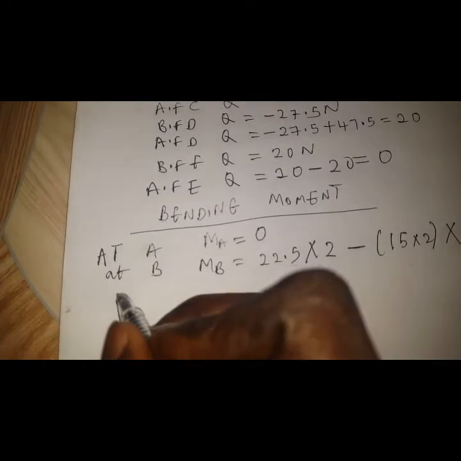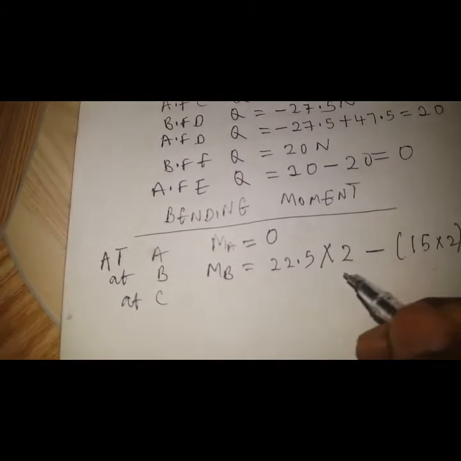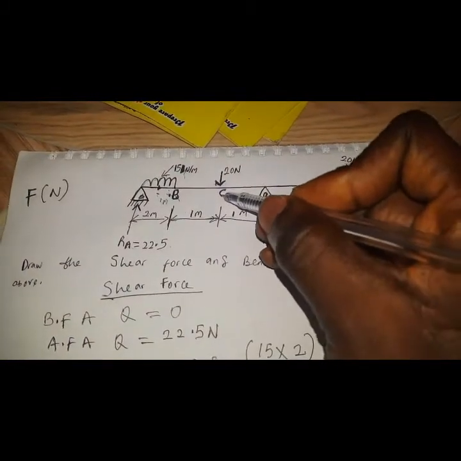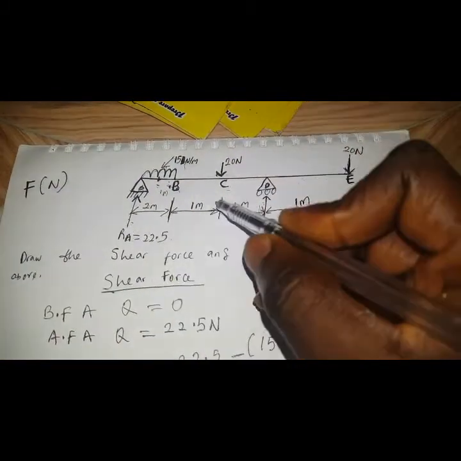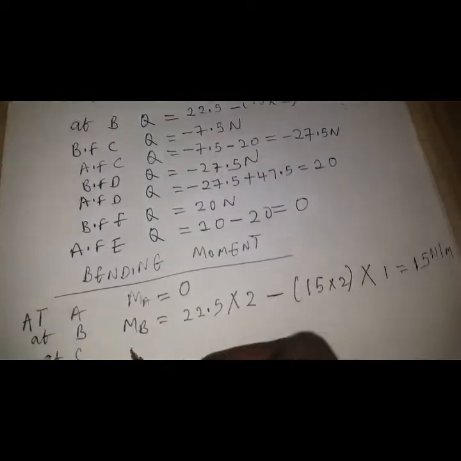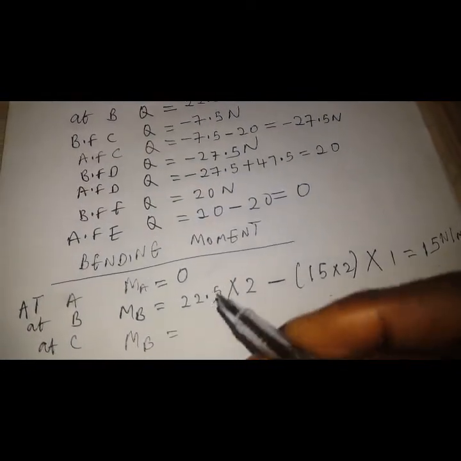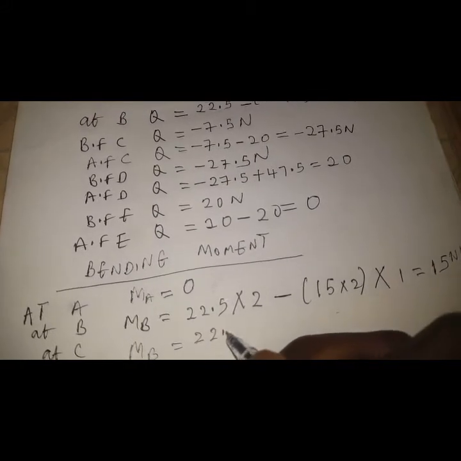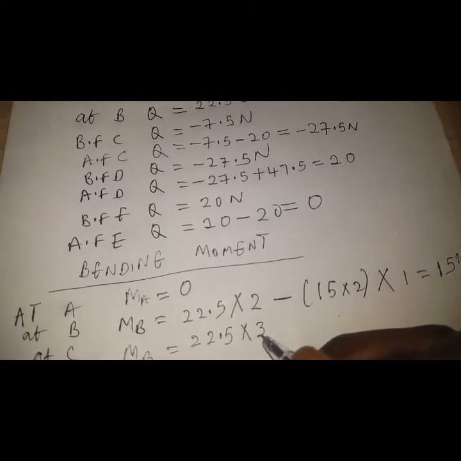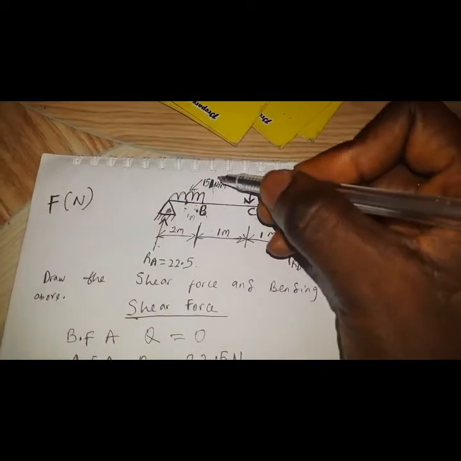So at C, let's go back to the diagram. At C, this is C. The distance from here to point C is 3 meters. So at C, our bending moment at C will be equal to 22.5. That is the force at A times the distance to point C, which is 3 meters, minus, let's go back to the diagram. This is 15.